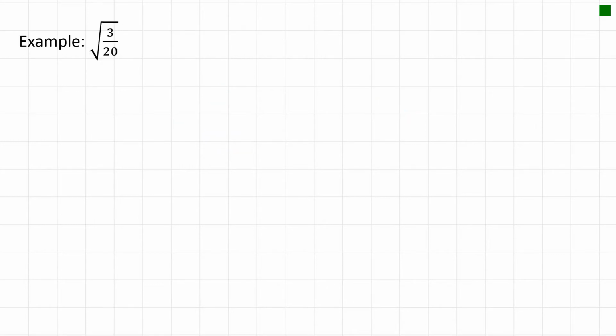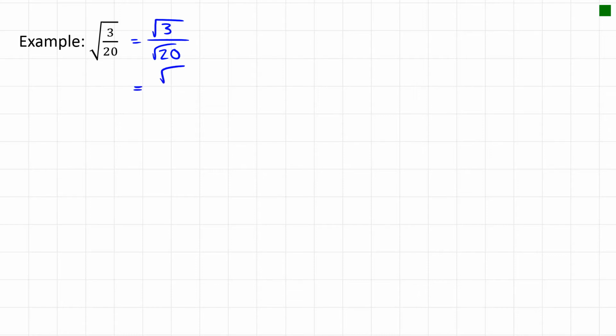Here's our second example. So we have the square root of 3 over 20. And this is an irrational denominator because I have the square root of 3 over the square root of 20. And the square root of 20 is not a perfect square, which means that it's irrational. But it can be simplified a bit. So we're going to start there.